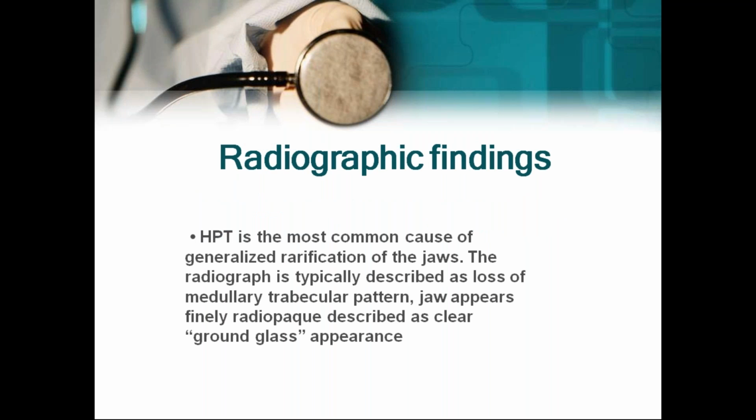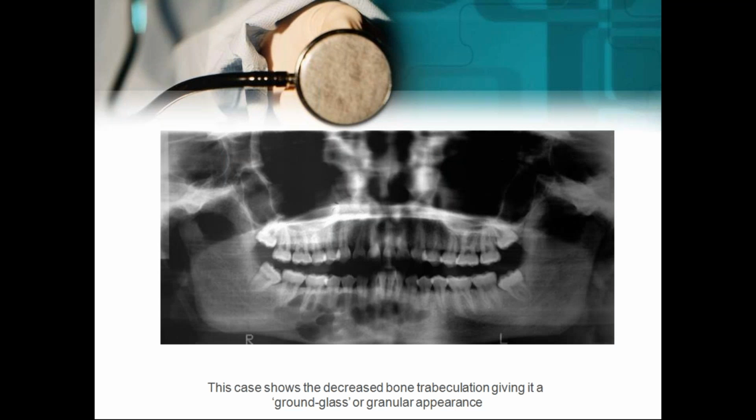And coming to the radiographic findings, we can see, as I told you, there is subperiosteal bone resorption, osteoporotic changes, and ground glass appearance of the jaw. So you can see there is decreased bony opacity, giving rise to something called a ground glass appearance.